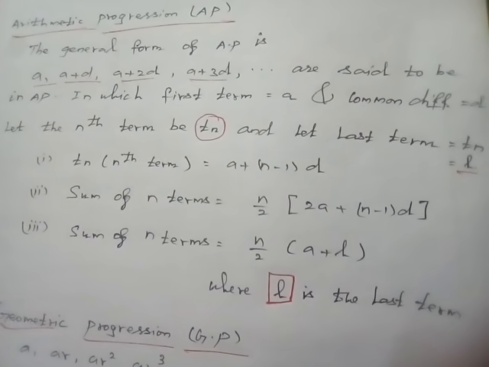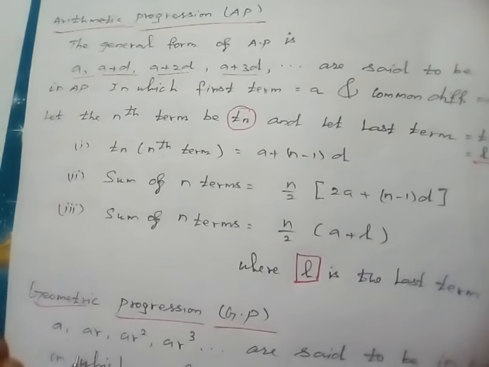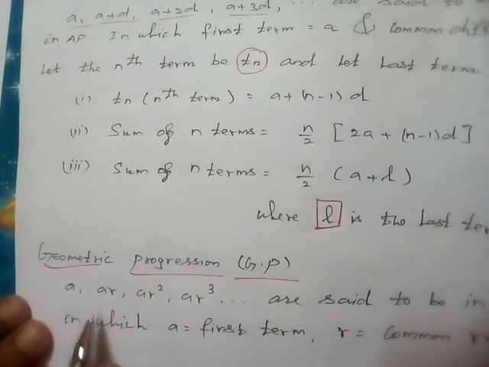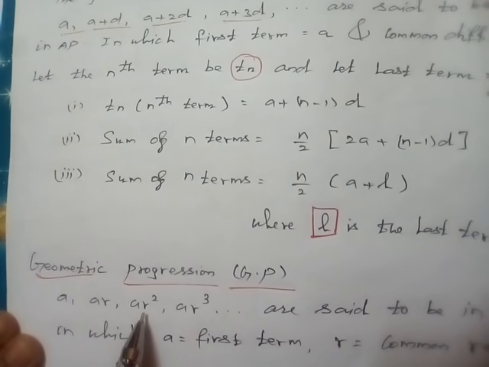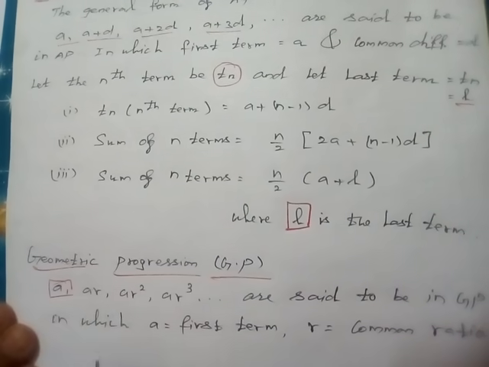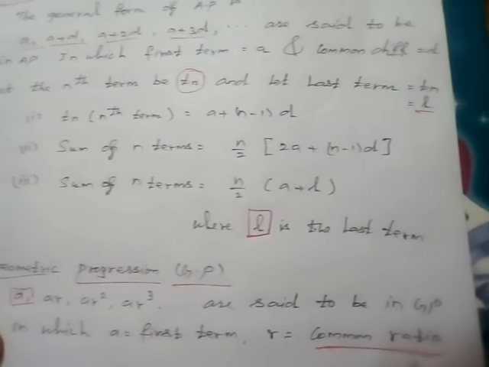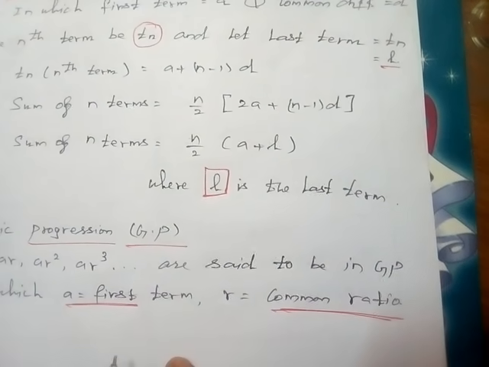Next, the definition of a geometric progression. The general form of geometric progression will be a, ar, ar squared, ar cube, etc. Where a is called the first term, r is called the common ratio.